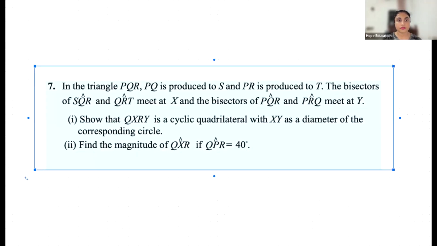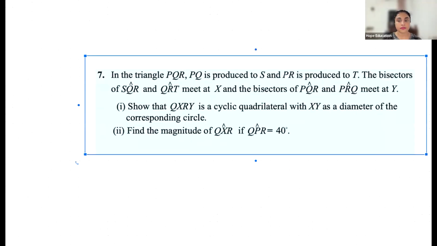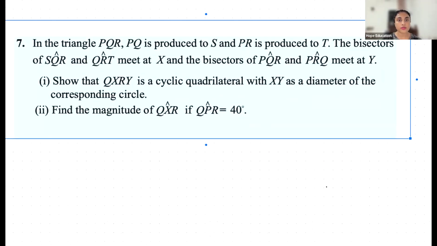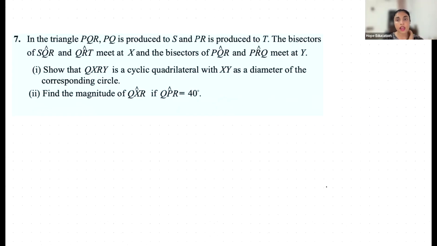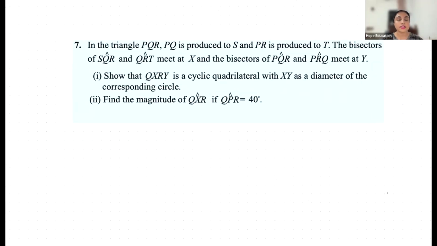Let me get to the whiteboard. Okay. In the triangle PQR, PQ is produced to S and PR is produced to T. Bisectors of SQR and QRT meet at X and bisectors of, okay.